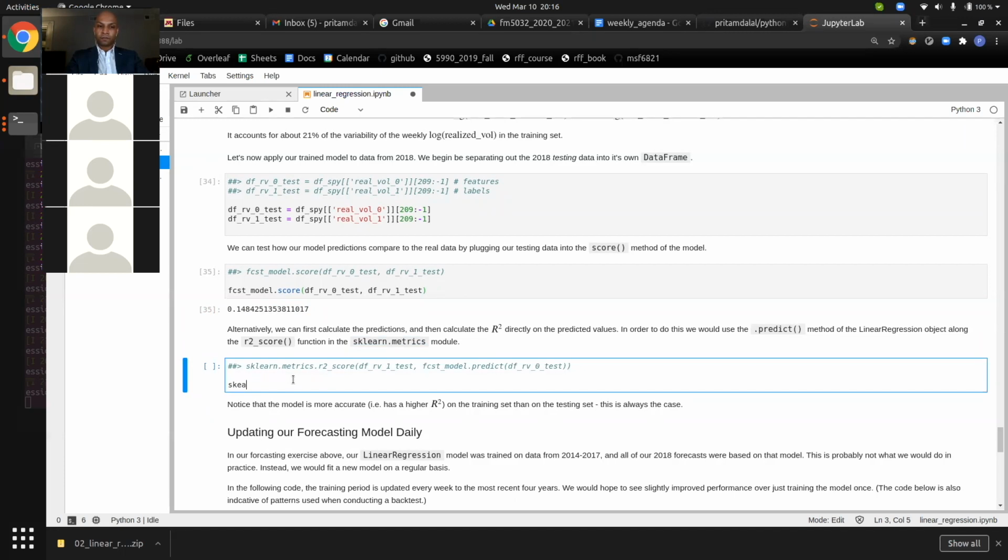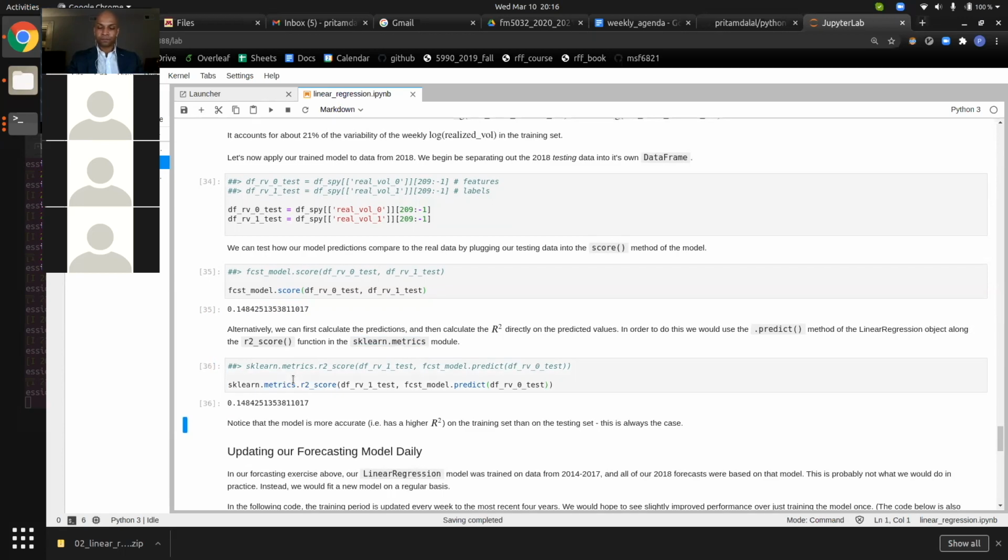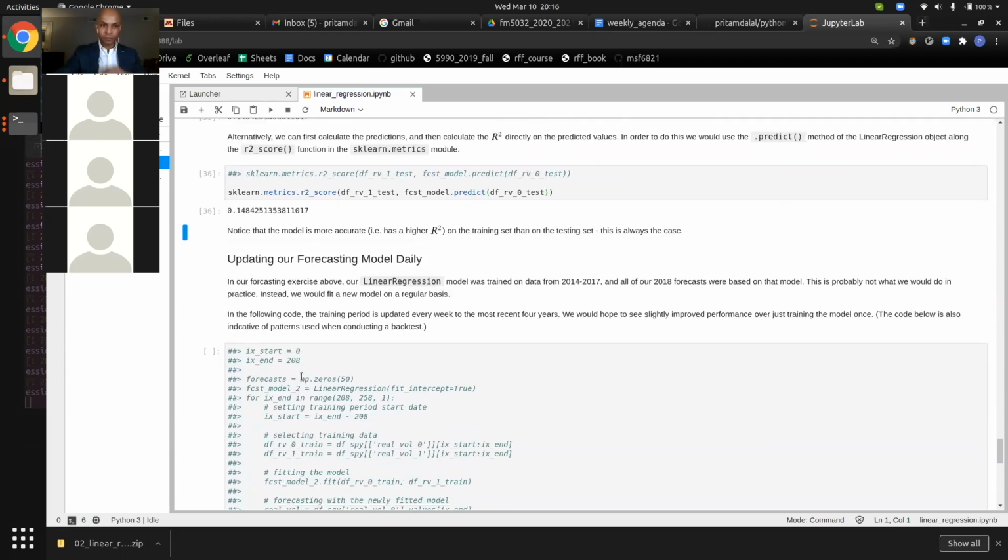So sklearn.metrics r2_score, df_rv1_test against the forecast model predictions. If you stuck in df_rv0_test, you get the same result. All right, very good.